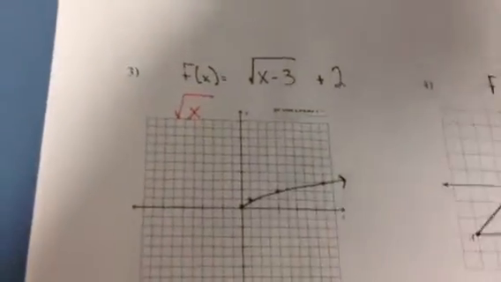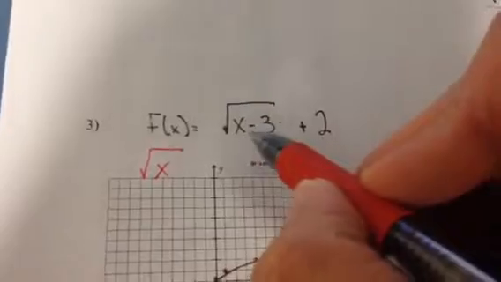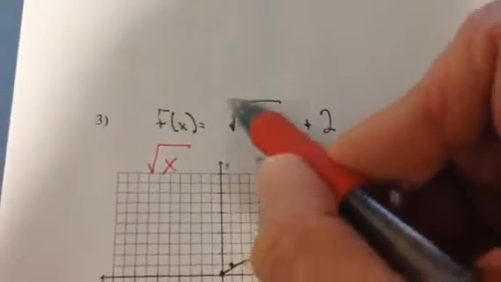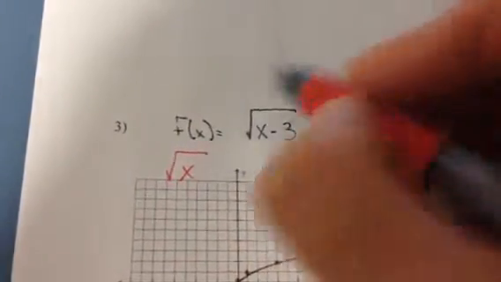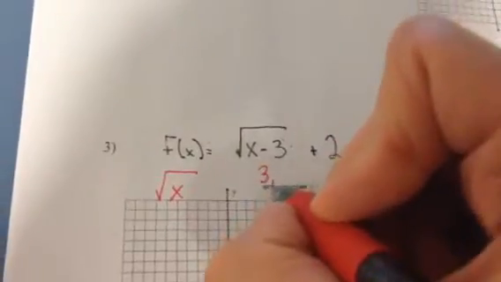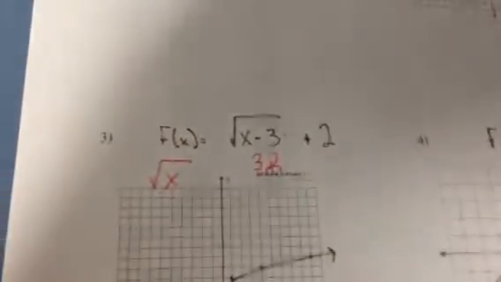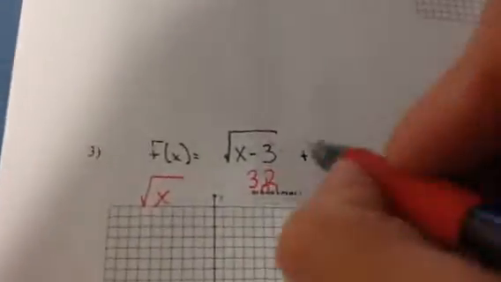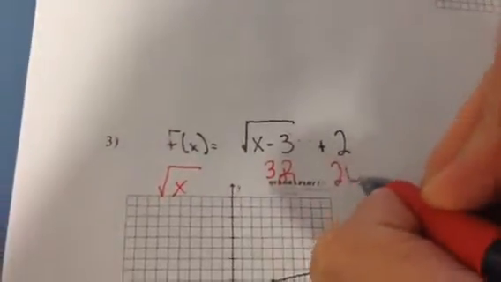This one, the parent function is this. And what I've done is I've added the 3 and the 2. So this is the parent function. So based on this x minus 3, this is inside. It's inside a radical. So I want to ask what makes it 0. That's 3, and that means it's going to go right. And then this plus 2 is outside. Since it's outside, it's going up or down, and since it's positive, it's going to be going up.